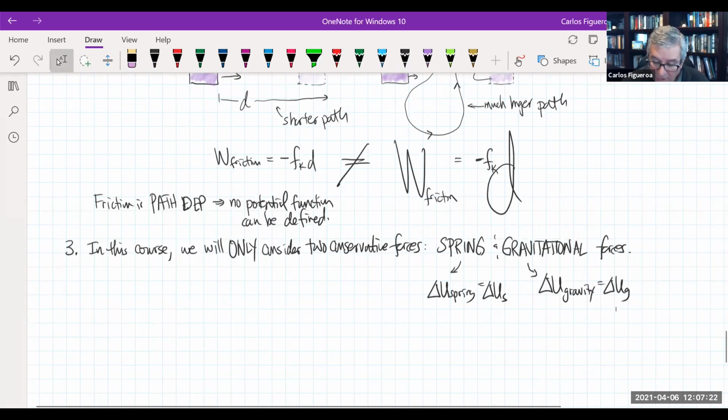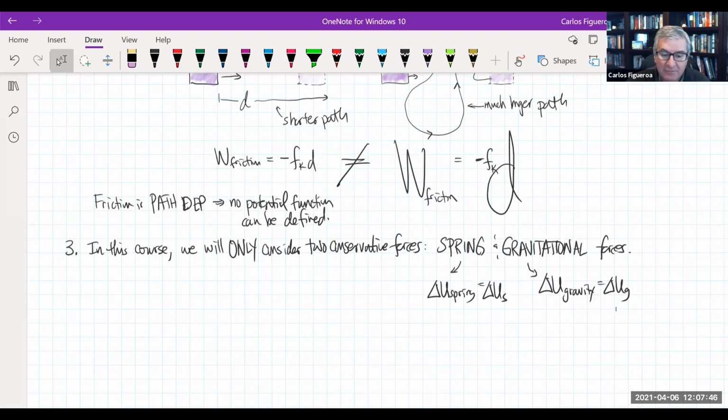But there are other conservative forces. What you'll find here is that, like, the electric force is conservative. If you go inside the nucleus, it turns out that there are forces called QCD forces. That's a conservative force. There are other forces that we can look at that are conservative. But in this course, we only have two.